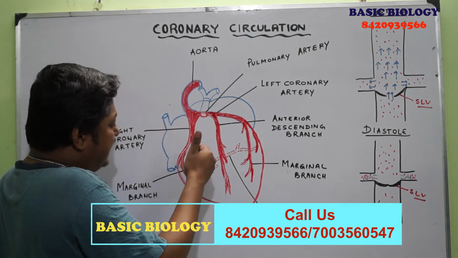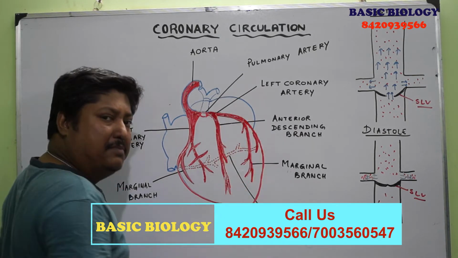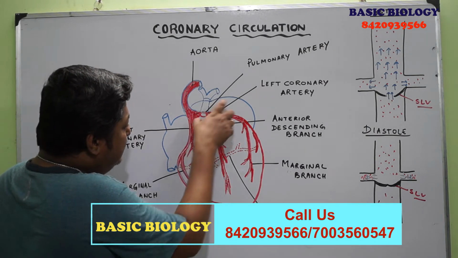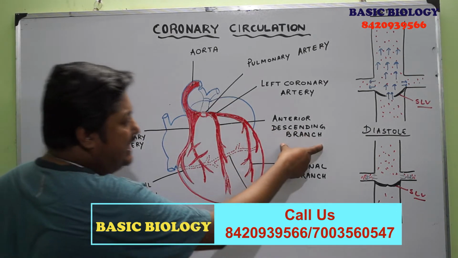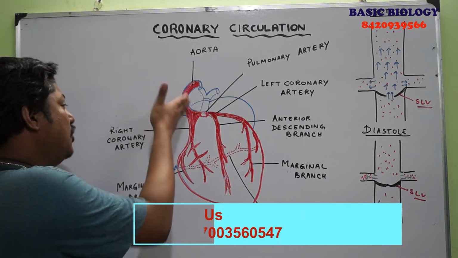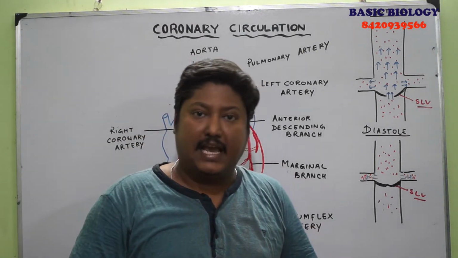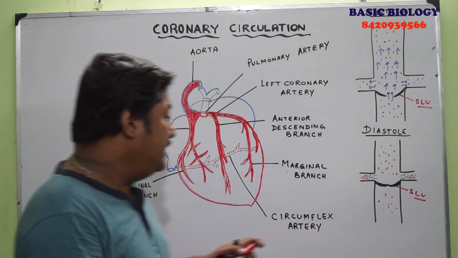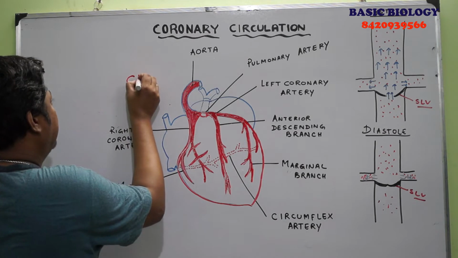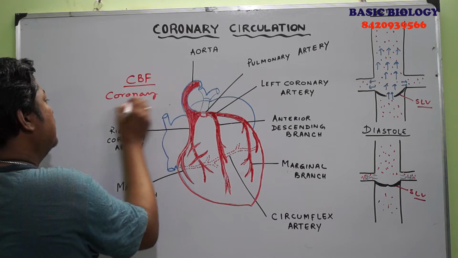And these arteries, similar to other arteries, are further subdivided into many branches, which are known as arterioles. The left coronary artery is subdivided into two parts. One is called the anterior descending branch and the other is called the marginal branch. Similarly, the right coronary artery is also divided into arterioles and meets with the capillaries to exchange gaseous substances. The blood flow to the coronary arteries is known as CBF, that is, coronary blood flow.